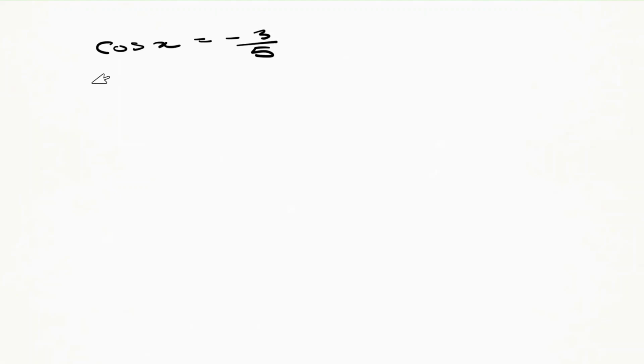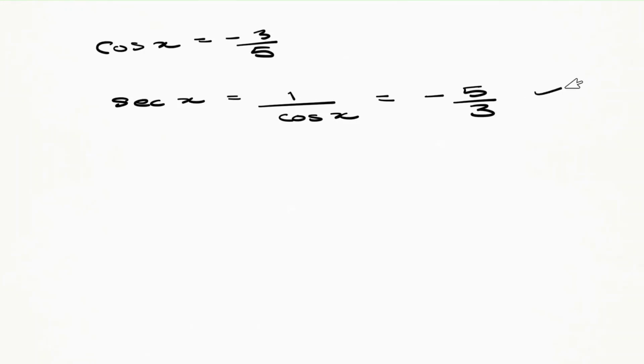Well, first of all, we know that the secant of x is 1 over cosine x. So let's do that one first. And that's the reciprocal, so that will just be -5 on 3. Right? So we've got that one out of the way. Now let's find out what the sine of x will be. So what will be the sine of x?